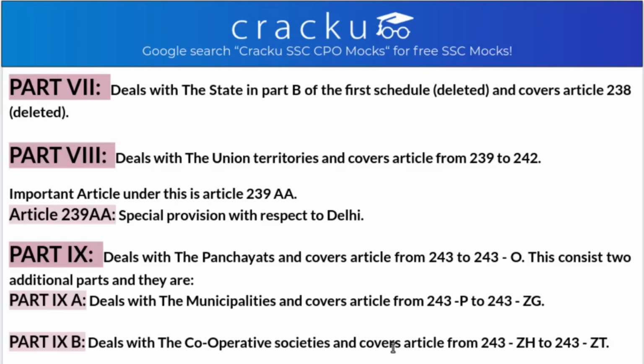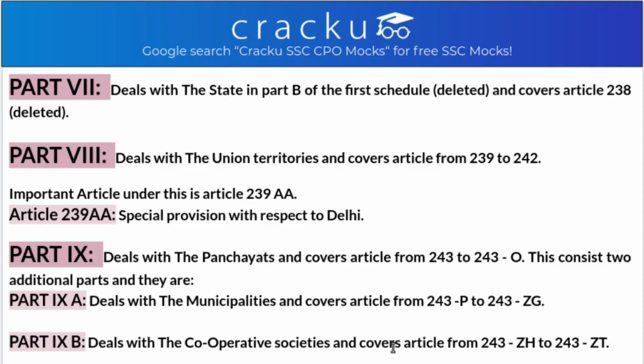What is Part 9A and B? The Part 9A deals with the municipalities and covers articles 243P to 243ZZ. And Part 9B, it deals with the cooperative society and covers articles from 243ZH to 243ZT. So don't confuse Part 9, Part 9A, Part 9B.